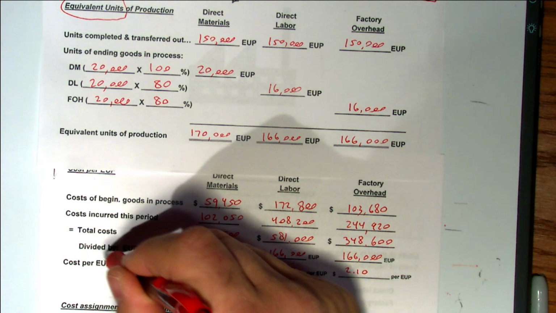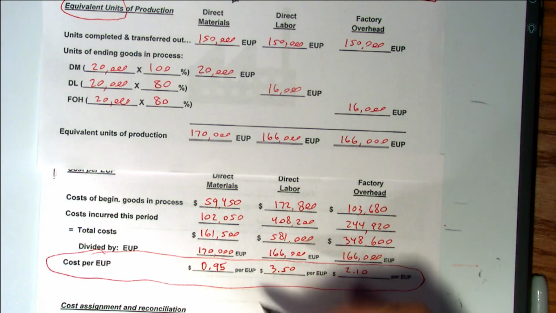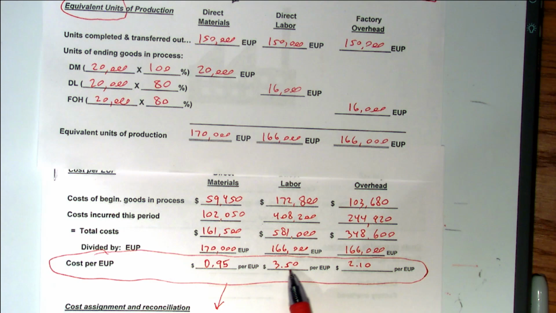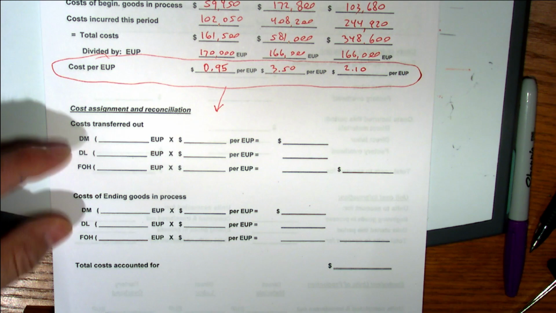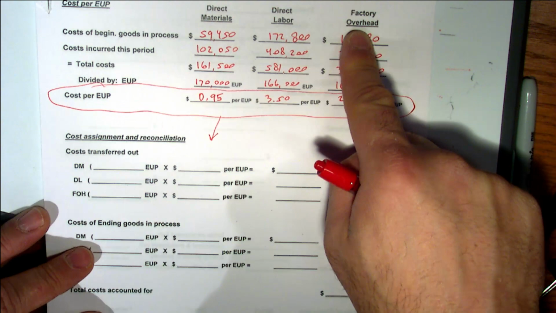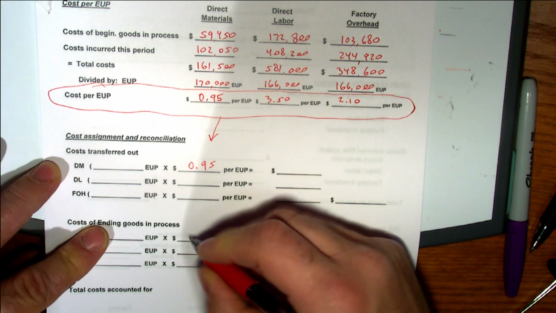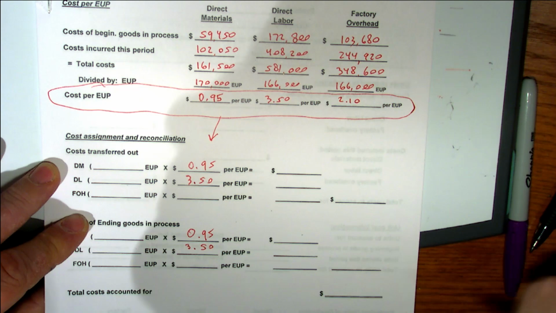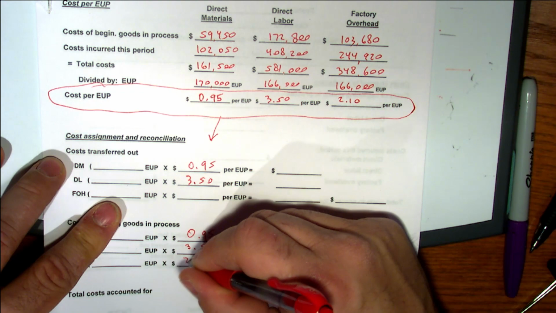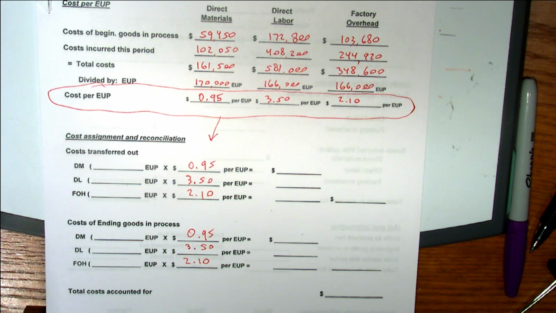All right, so we now have our cost per equivalent unit of production, don't we? So those amounts now are going to go down into this column. 95 cents, $3.50, and $2.10. Those are now going to go down into these columns for direct materials, direct labor, and overhead. Okay? So that's 95 cents for direct materials, $3.50 for direct labor, and $2.10 for factory overhead. Cool? You with me now?